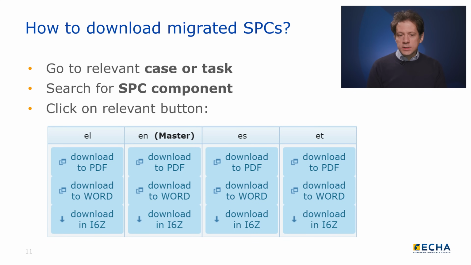Finally, this is a visual example that you can see in the slide, of how to get to the point where you may download the migrated SPC. You need to either open the case or a task and search for this component, which you see in this screenshot, which is the same for case, task, or also assets. You may click on the relevant button, and you would be able to download the I6Z file or download the PDF or Word version in every language that is required for your application.